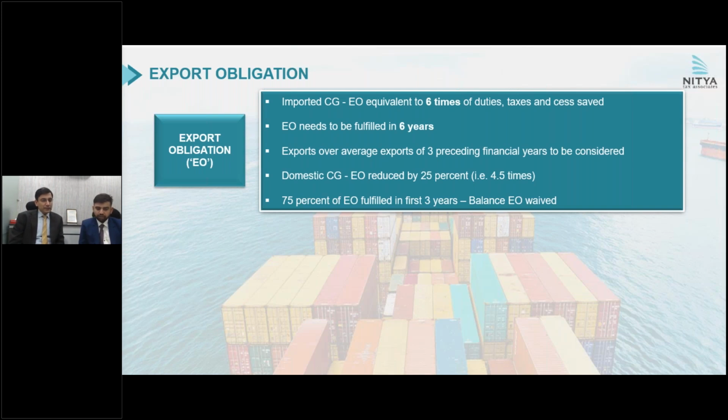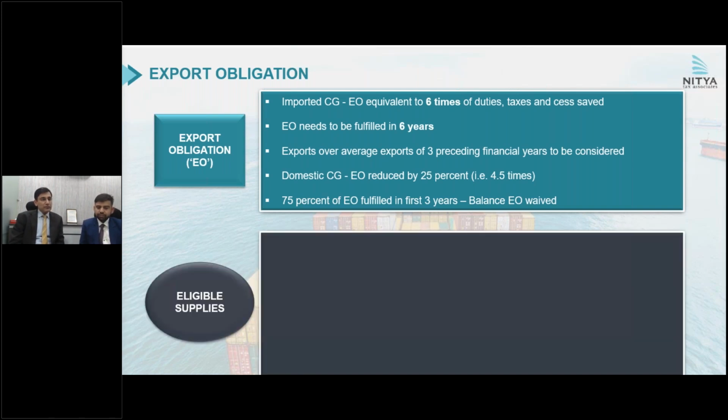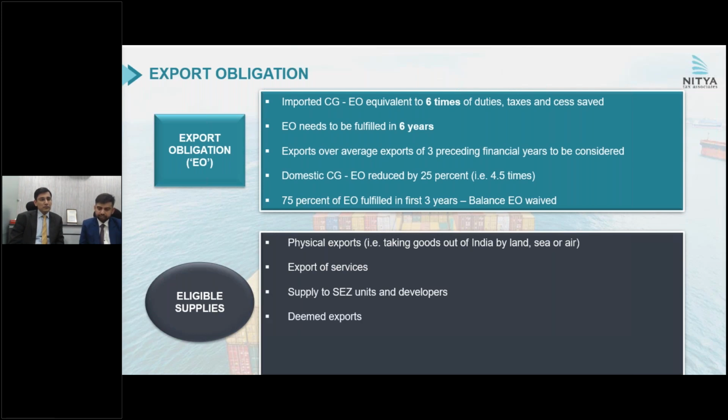Thank you. The next thing is eligible supplies. When you are importing the capital goods and manufacturing the final product, what are the supplies that are eligible for export obligation? The first is physical export for the manufacturing of goods. Export of services for the service provider. Supplies to SEZ units and developers. Deemed exports, which will be taken care of in the subsequent slides.